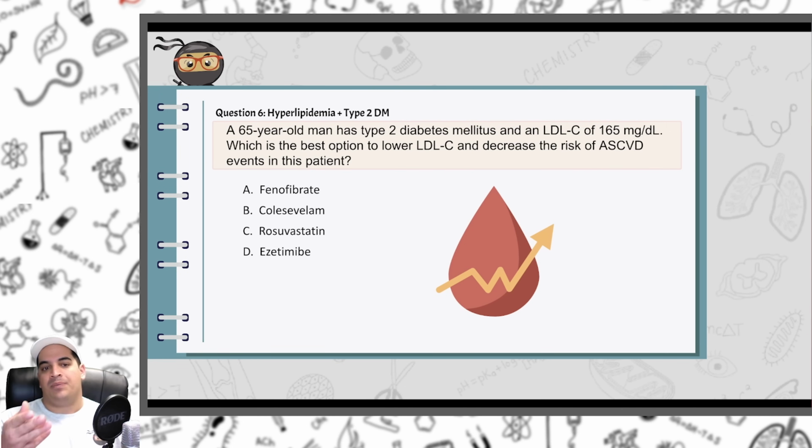But if it was a 65-year-old, so that's 40 to 75, they have diabetes, and let's say their atherosclerotic cardiovascular disease risk was less than 7.5%, you could go with a moderate intensity. If it was greater than 7.5, it would be a high intensity. But in general, it's going to be a statin, rosuvastatin.